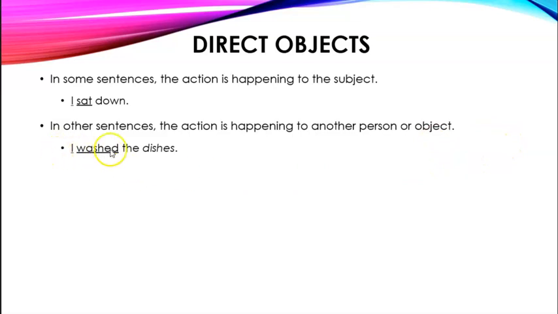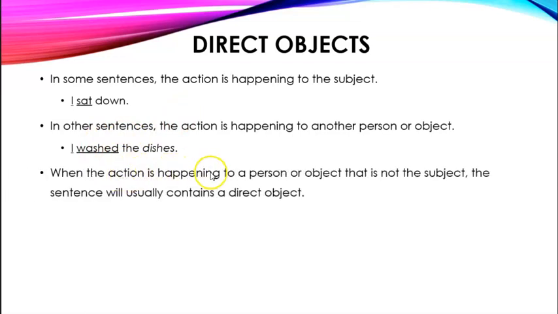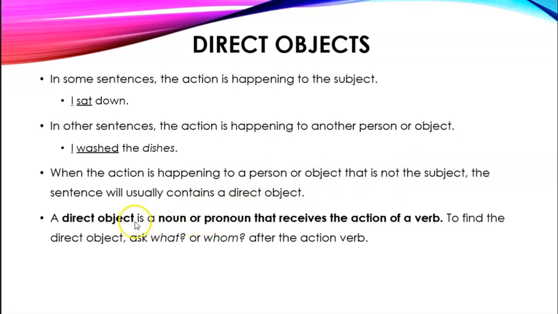So an example, I washed the dishes. In this sentence, I is the subject, washed is the verb. I'm doing the action of washing. But what's being washed is not myself, it's the dishes. The dishes are receiving the action of being washed. When that happens, okay, when the action is happening not to the subject, that's your direct object. The direct object is the noun or pronoun that receives the action of the verb.